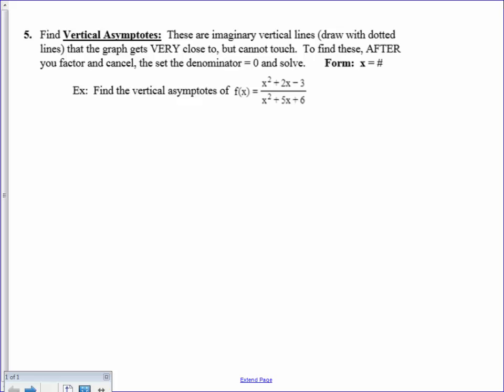Be careful because a lot of these steps are very, very similar. In other words, to be able to find domain, I know I'm supposed to set my denominator equal to 0 and solve. To find vertical asymptotes, these also have to do with the denominator, but only after you've tried to factor and cancel the original function.